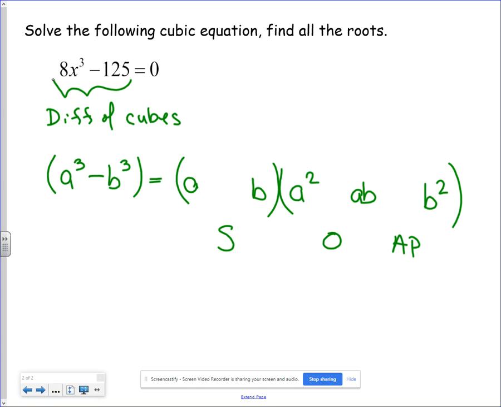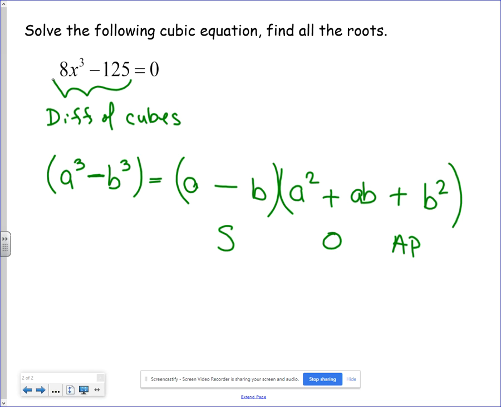Then we remember the word SOAP to help us figure out our signs. The S in SOAP stands for the same. So since this is a minus sign, we're going to have a minus sign here. The O in SOAP stands for the opposite. We have a minus sign, so we get a plus sign. And the AP means always positive.